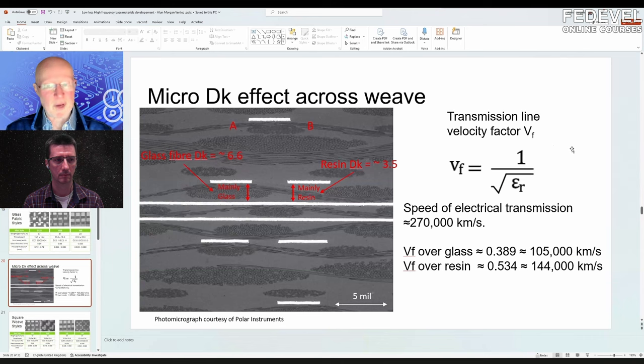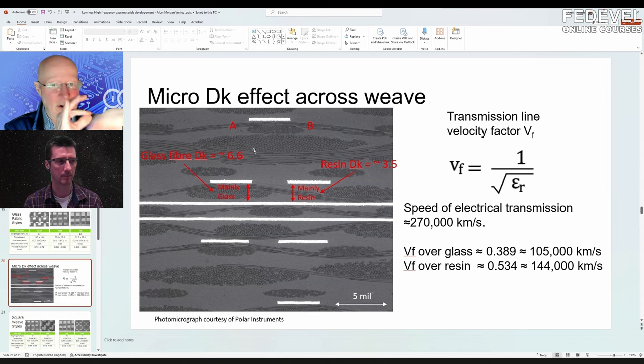So let me just show you this picture, which is courtesy of my good friends at Polar Instruments. This is looking now at a typical laminate. Just to put context to this, these little circles you can see are the ends of the glass fibers coming towards you. So they're going into the screen. And you can see how many there are. There are hundreds and hundreds of these in this thread.